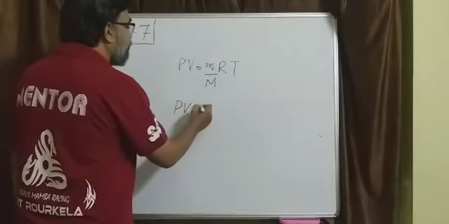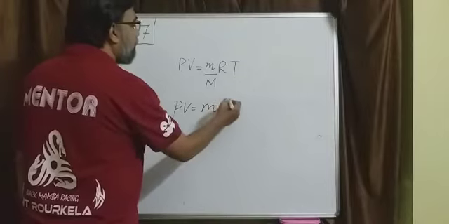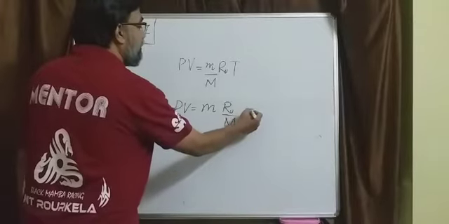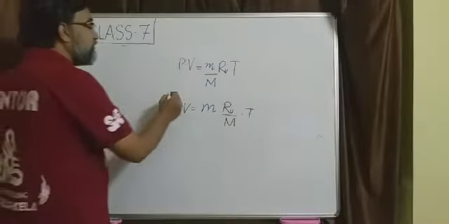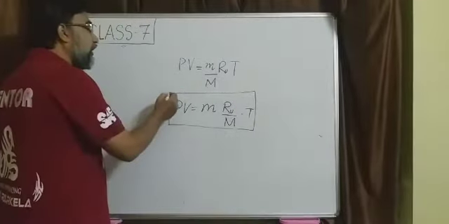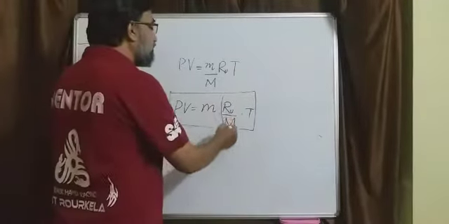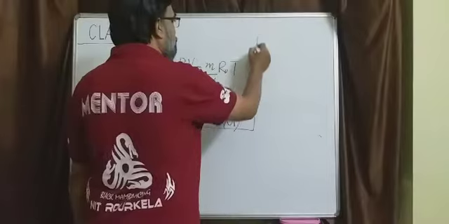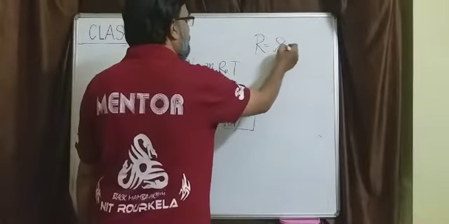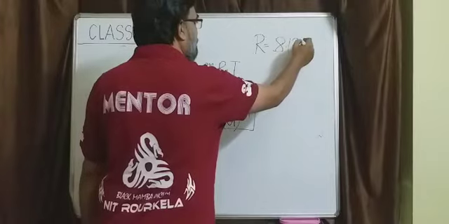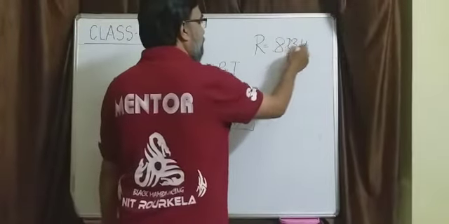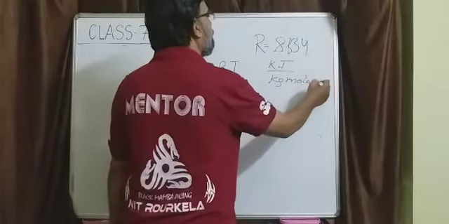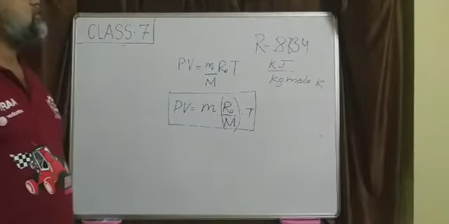So the equation becomes PV is equal to m times R_u, where R_u means universal gas constant, into T by M. Now what is this term? This term is universal gas constant. What is the universal gas constant value? 8.314 kilojoules per kg mole K.